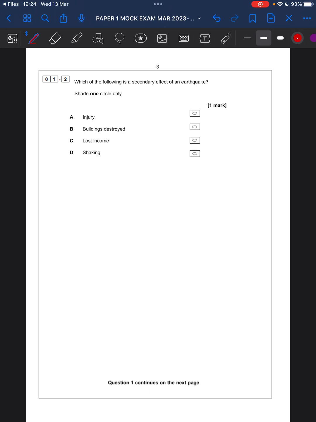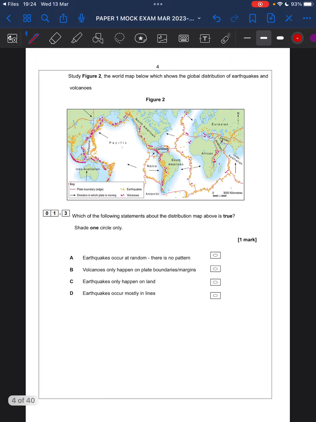So which of the following is a secondary effect of an earthquake? This one for us would be lost income. Just remember, homelessness is not a secondary effect of an earthquake. According to AQA, homelessness is a primary. So again, when you pause it, you could have a bit of a think about the question before listening to me.